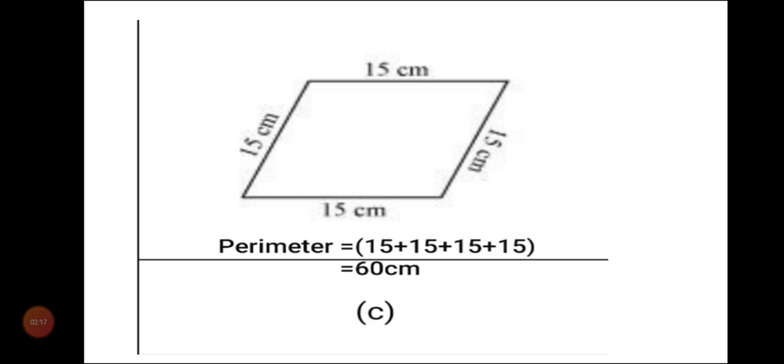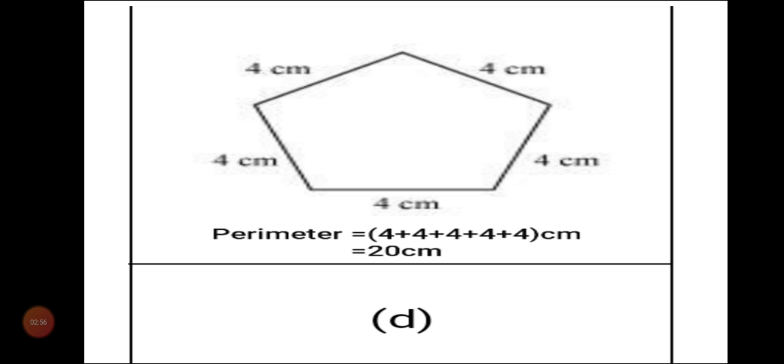Then part C is again a four-sided figure, and as you can see, it is a parallelogram. It is a regular one, meaning all the four sides are equal, each equal to 15 centimeter. To find its perimeter, we add all the four sides: 15 plus 15 plus 15 plus 15 is equal to 60 centimeter. Or, if all the sides are equal, you can multiply the given side by 4, because four sides are there. So 4 multiplied by 15 gives you 60 centimeter.